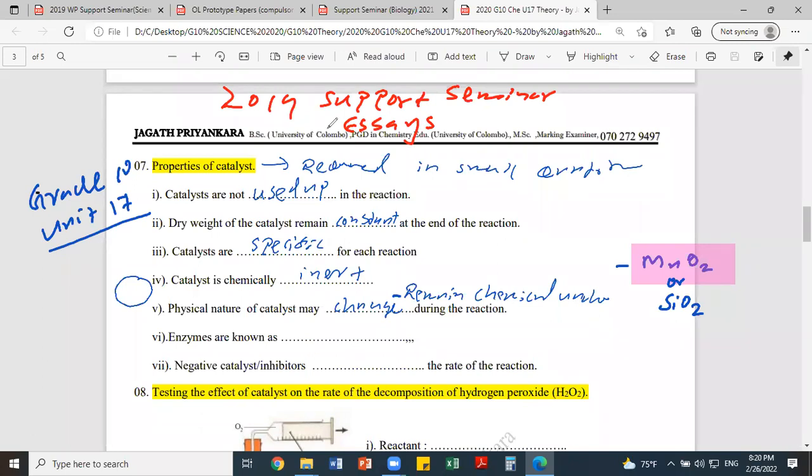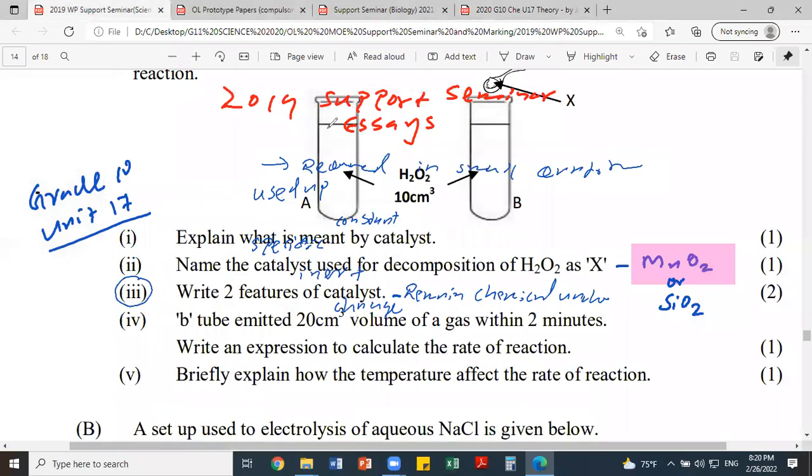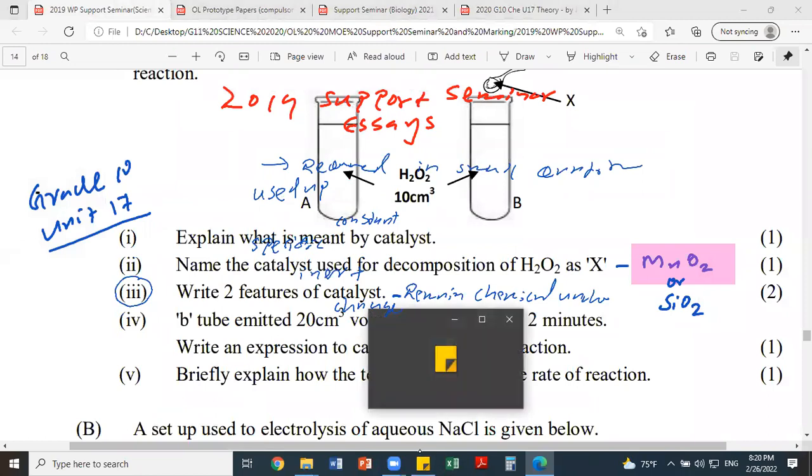Catalysts are specific. That means what? You cannot use one catalyst to catalyze all the reactions in the world. Example, manganese dioxide only for this reaction. You can't use that for the other reactions, right? Manganese dioxide is specific for this reaction.